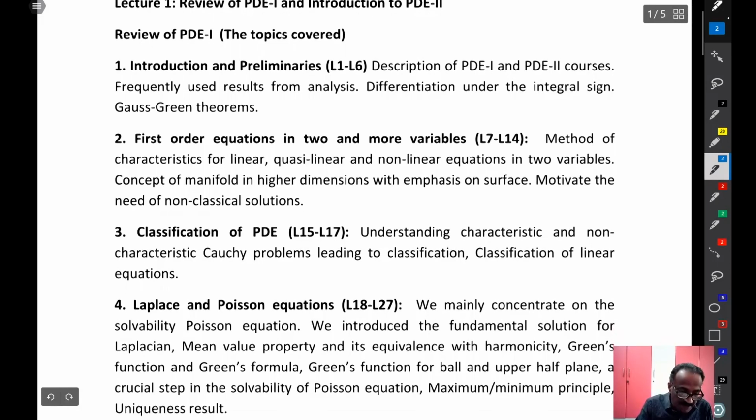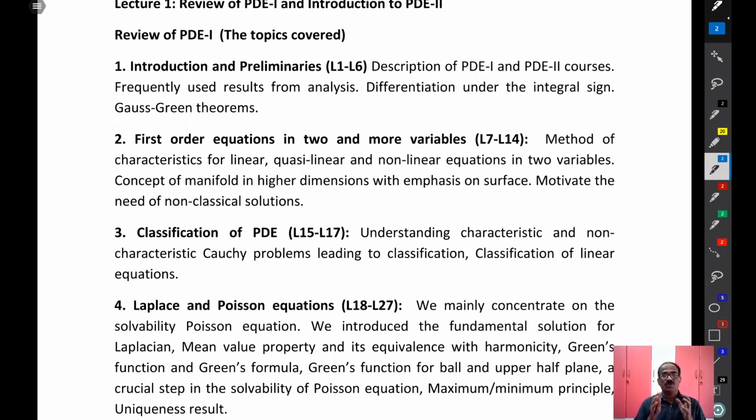Then we introduced what are called first order equations in 2 or more variables. One of the main things we concentrated on is the notion of characteristic. By the time you have gone through the course PDE1, you would have seen the importance of the characteristic concept in partial differential equations, which even carries over to the next section, what are called classifications.